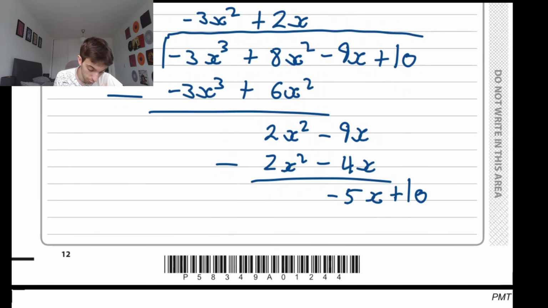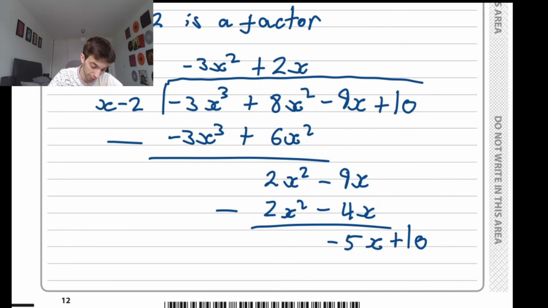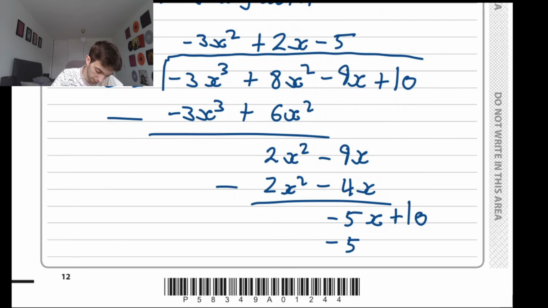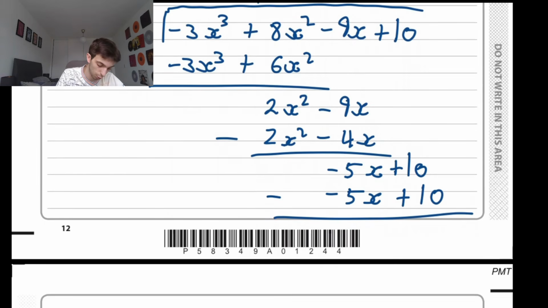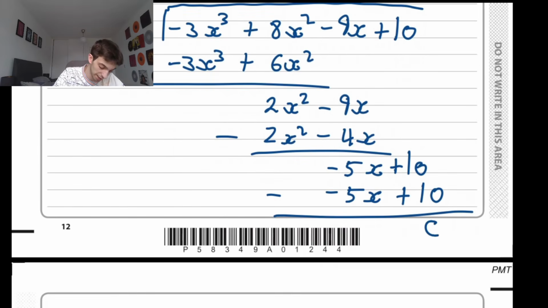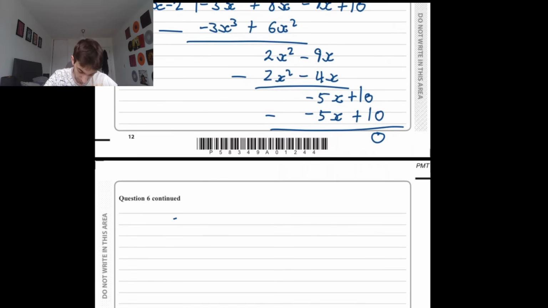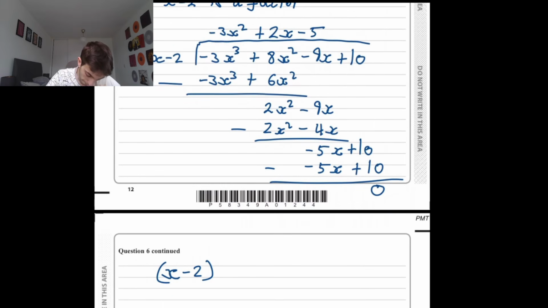How many x's go into minus 5x? That would be minus 5. Multiply down through, we have minus 5x. Minus 5 times minus 2 is plus 10. Once again, taking one away from the other, the minus 5x cancel, and 10 take away 10 is 0, so no remainder. So we actually have x minus 2 multiplied by minus 3x squared plus 2x minus 5.